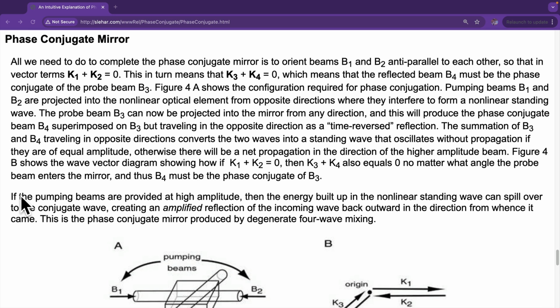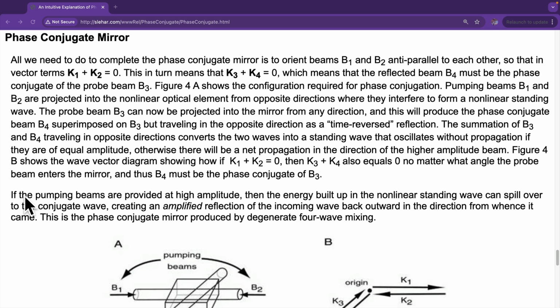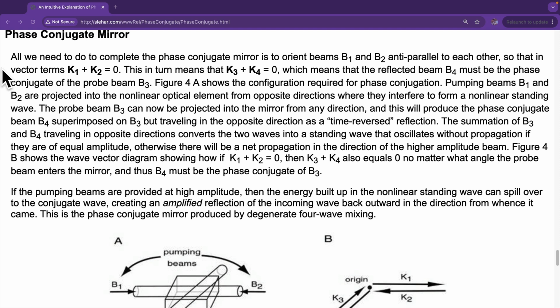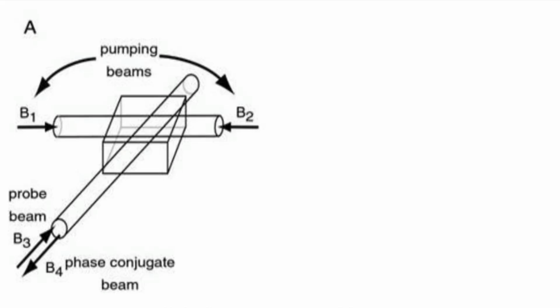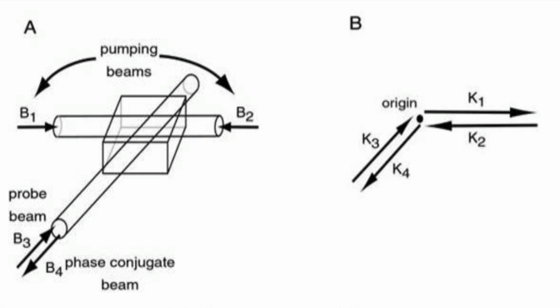Phase conjugate mirror. All we need to do to complete the phase conjugate mirror is to orient beams B1 and B2 anti-parallel to each other, so that in vector terms K1 plus K2 equals 0. This in turn means that K3 plus K4 must also equal 0, which means that the reflected beam B4 must be the phase conjugate of the probe beam B3.